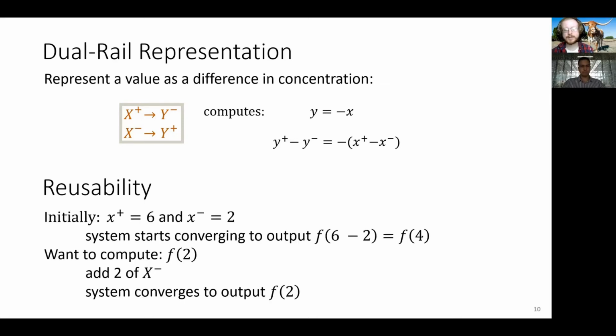The way that this allows reusability is that imagine we initially had the system with X plus equals 6 and X minus equals 2. So the system starts converging to the output F of 4.